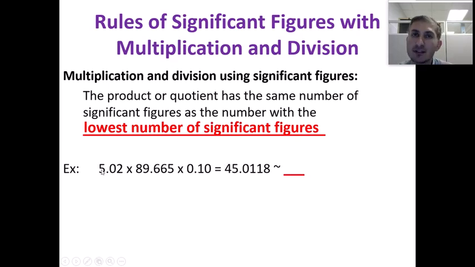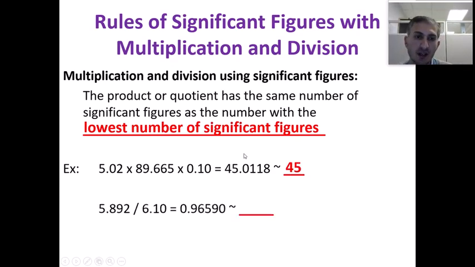Here we have 3 sigfigs. Here we have 1, 2, 3, 4, 5 sigfigs. And here we have 2 sigfigs. 3, 5, and 2 sigfigs. So we should report 2 sigfigs. 4, 5. This digit is 0, so we just drop it. The correct answer is 45.